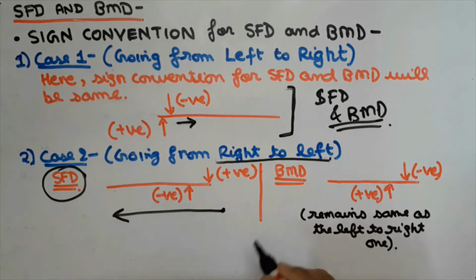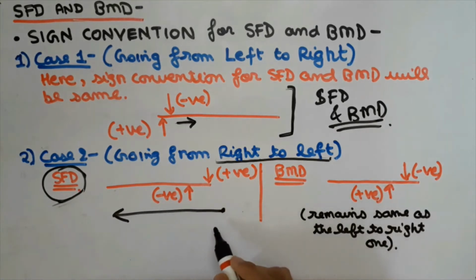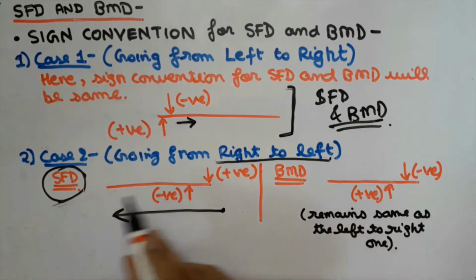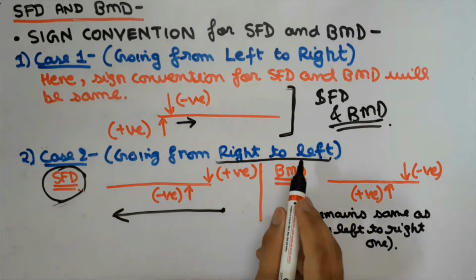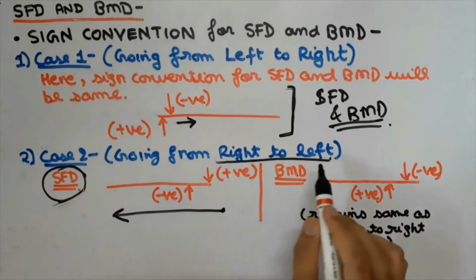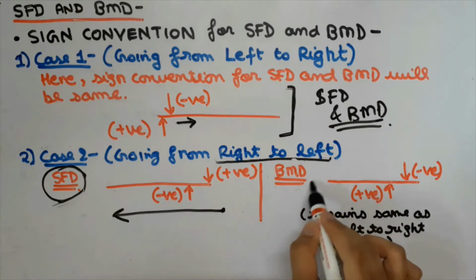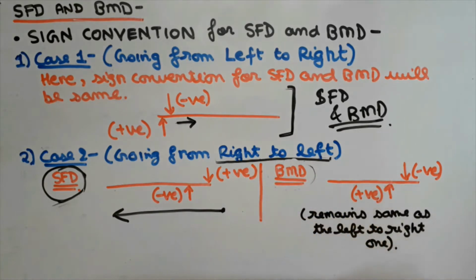Now similarly, the forces that are acting upwards, that is from the bottom of the beam, they are taken to be negative. Now this sign convention is only to be followed for SFD when you are going from right to left. Now similarly, when we are going from right to left, we will look for BMD, that how we have to apply the sign convention over here.